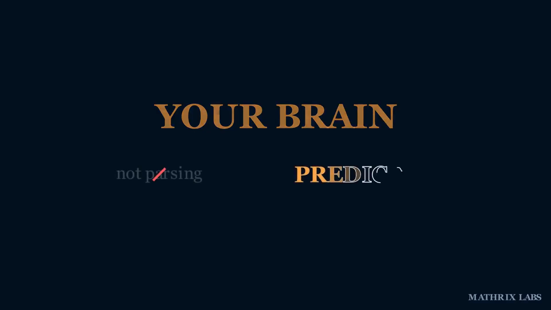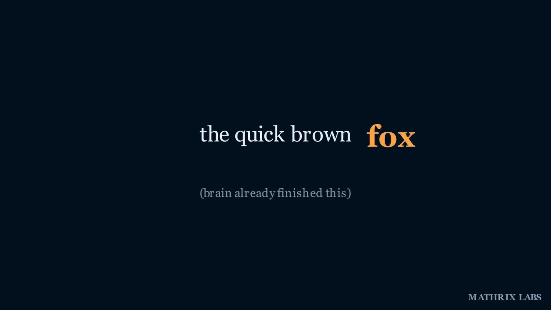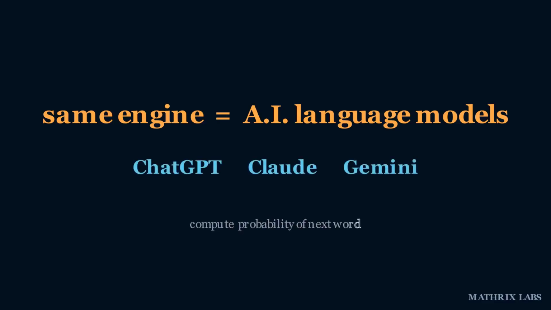Which brings us back to your brain. When you read, you're not parsing each letter, you're predicting them. After Q, you predict U. After the quick brown, your brain has already finished the sentence, before your eyes caught up. That prediction engine is exactly what AI language models do. ChatGPT, Claude, Gemini, they all compute the probability of the next word, just like Shannon computed the probability of the next letter in 1948. Different hardware, same math.